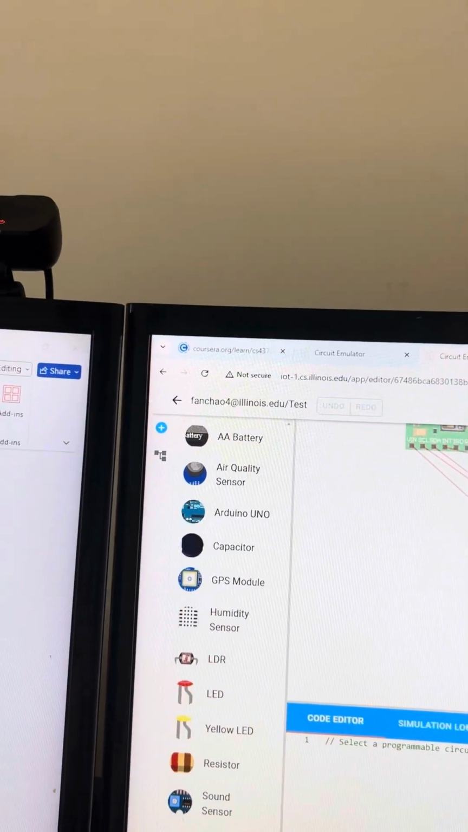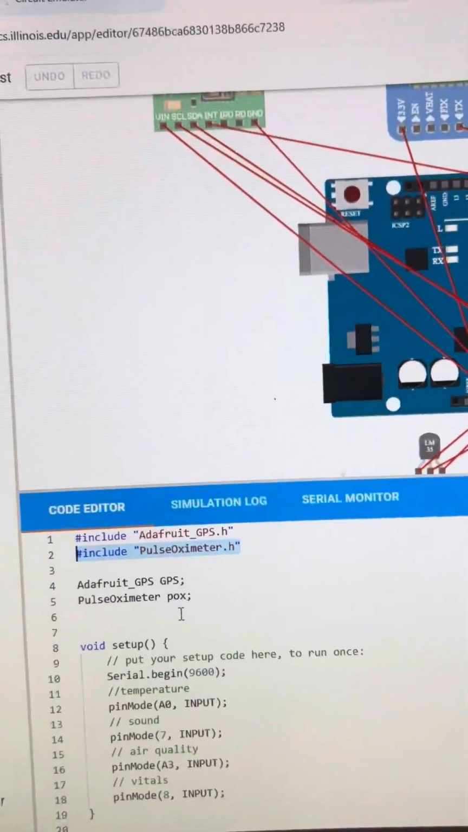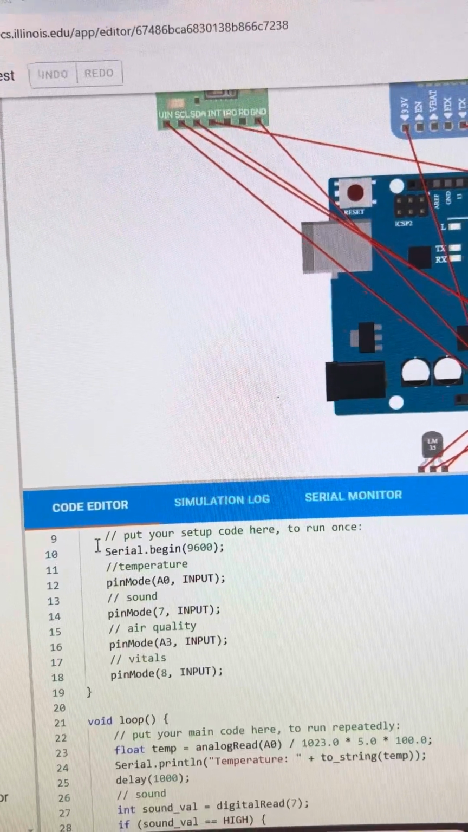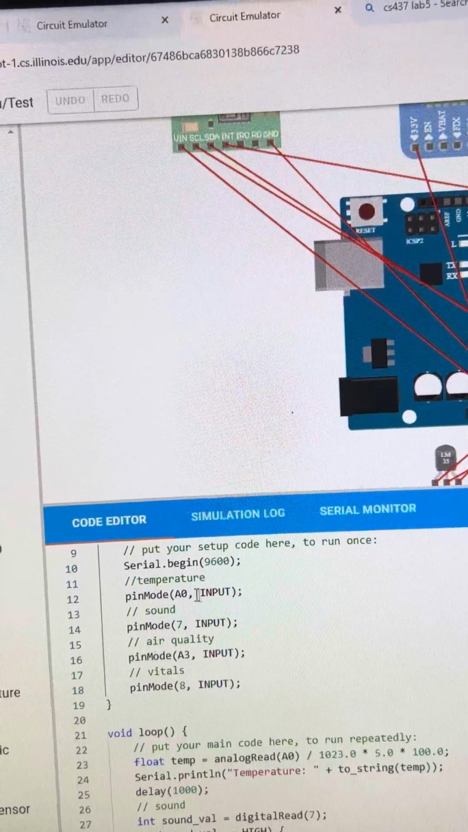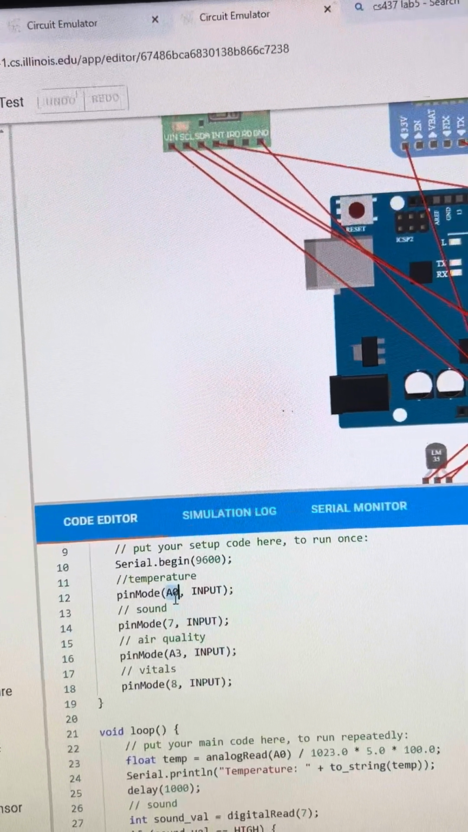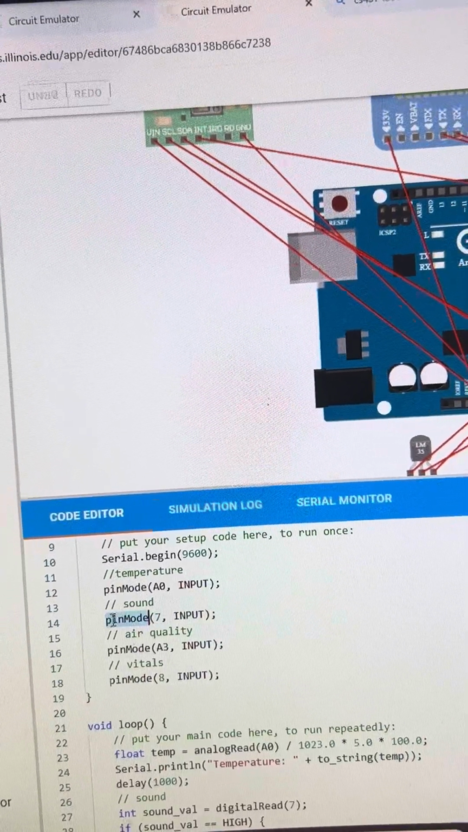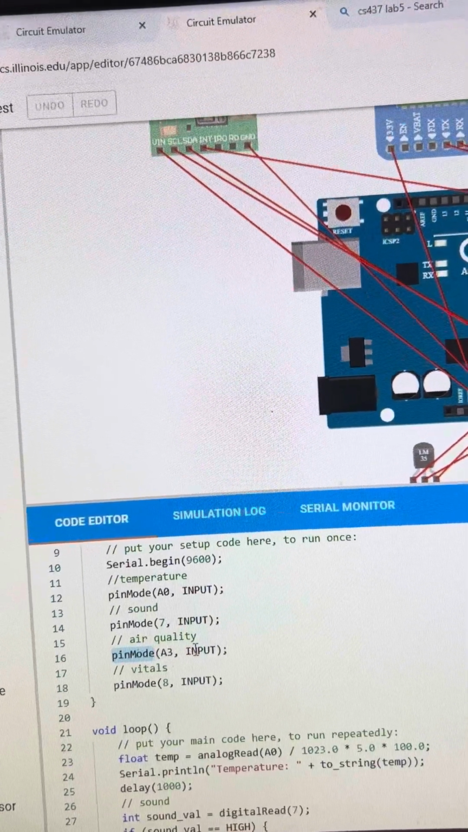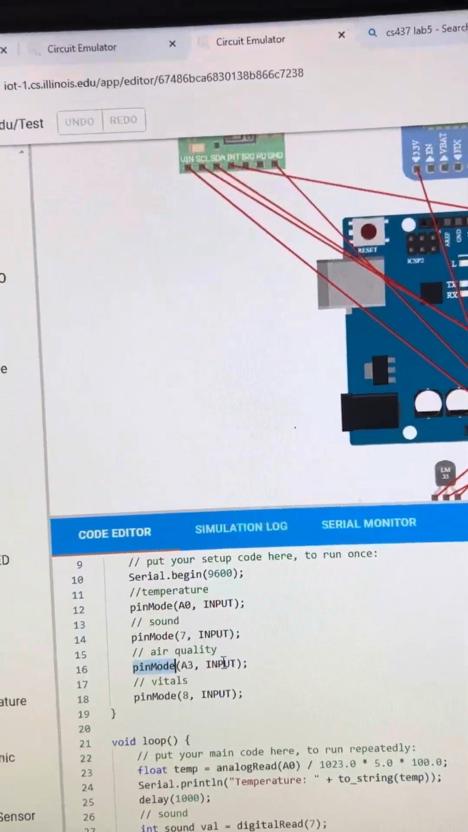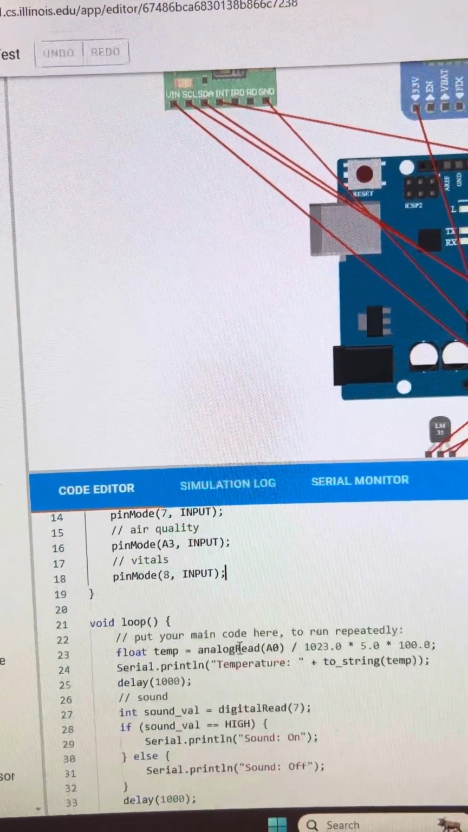Now let's go through the code. So here I follow the tips, include the GPS and then the oxygen meters. I put it here. For the setup, so these are for the sensor communication. Firstly, I define analog 0 as the pin for the temperature. The sound will be pin 7, so it's a digital output. Then the air quality is A3, it's analog. And then the vital, I define the 8 as the input.